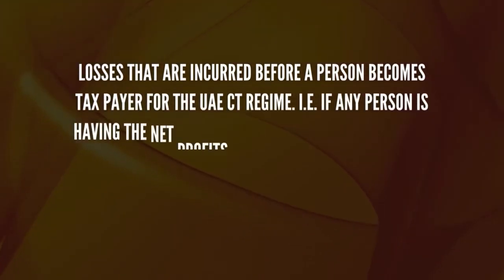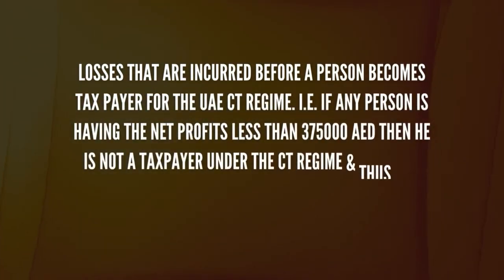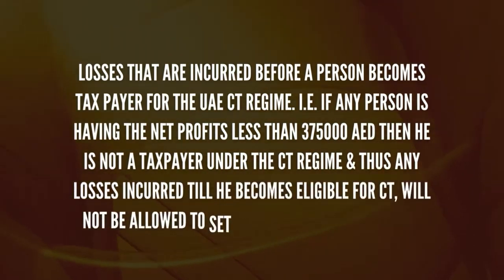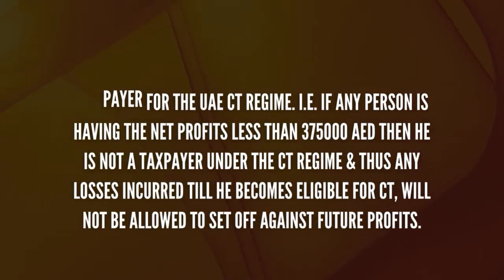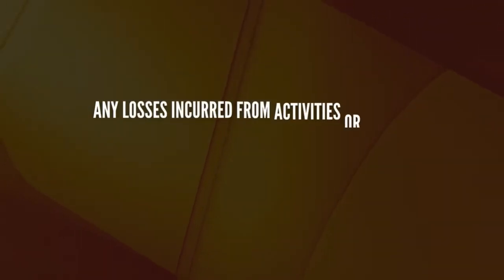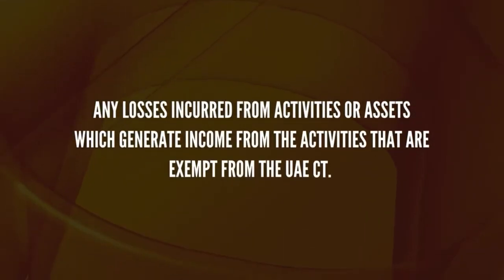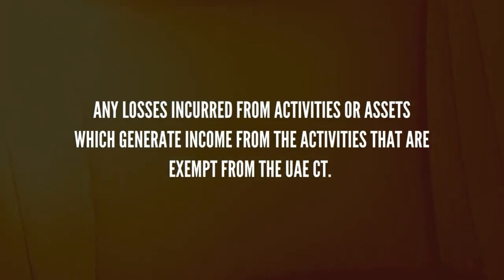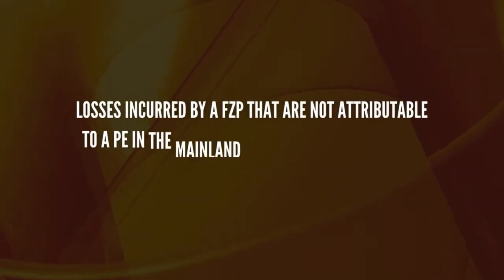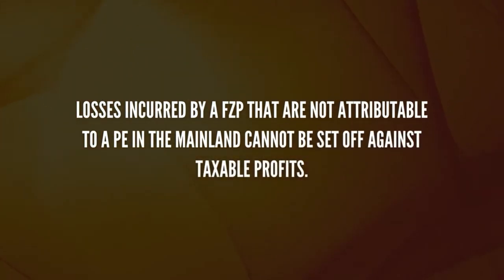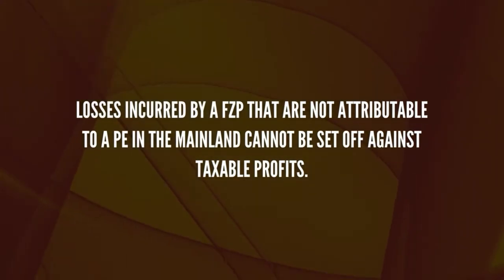Secondly, losses that are incurred before a person becomes a taxpayer for the UAE corporate tax regime can also not be set off against the future tax profits. Thirdly, any losses incurred from activities or assets which generate income that is exempt from the UAE corporate tax can also not be set off against future periods. And lastly, losses incurred by a free zone person that are not attributable to a permanent establishment in the mainland cannot be set off against the taxable profits.